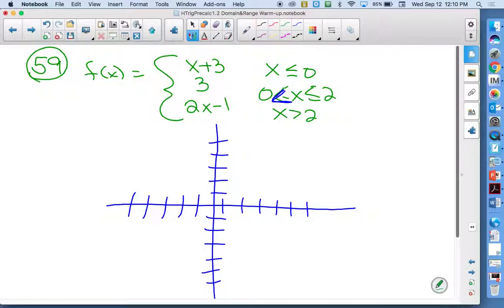All right, so if you're graphing, we're going to start by graphing the first line, like you would graph any old line. The first one says x plus 3.